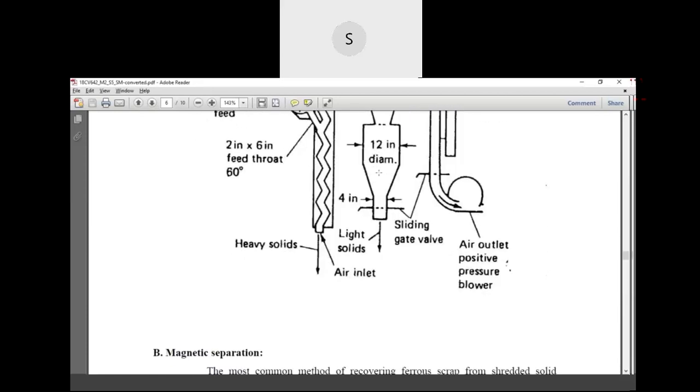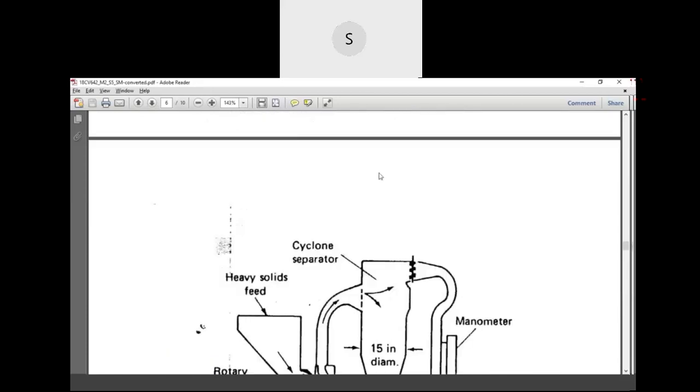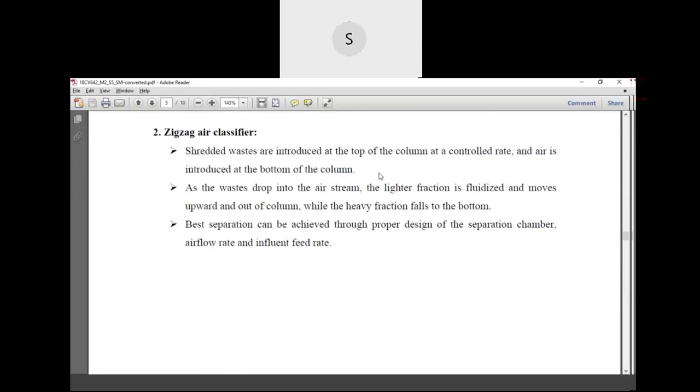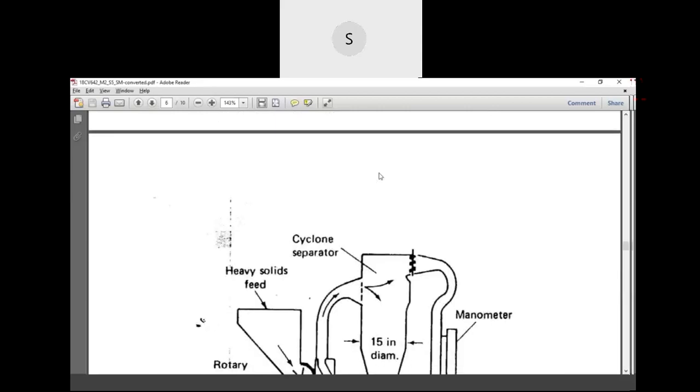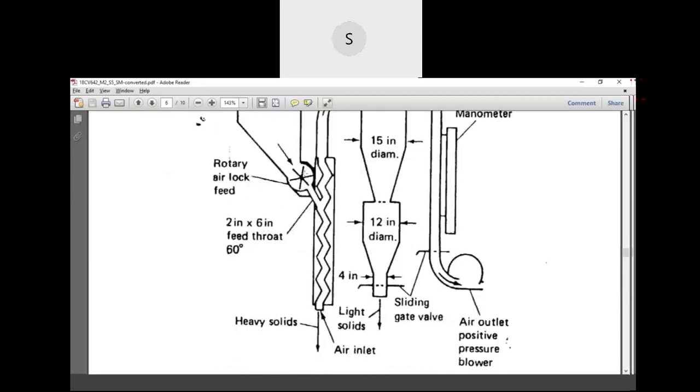So this is the pictorial representation of this type of separator, having a zigzag type of air classifier. You can notice here the zigzag type of vertical column. The air will be introduced from the bottom, and this creates the fluidized lighter particles that come in the upward direction, while the heavier solid will settle to the bottom.